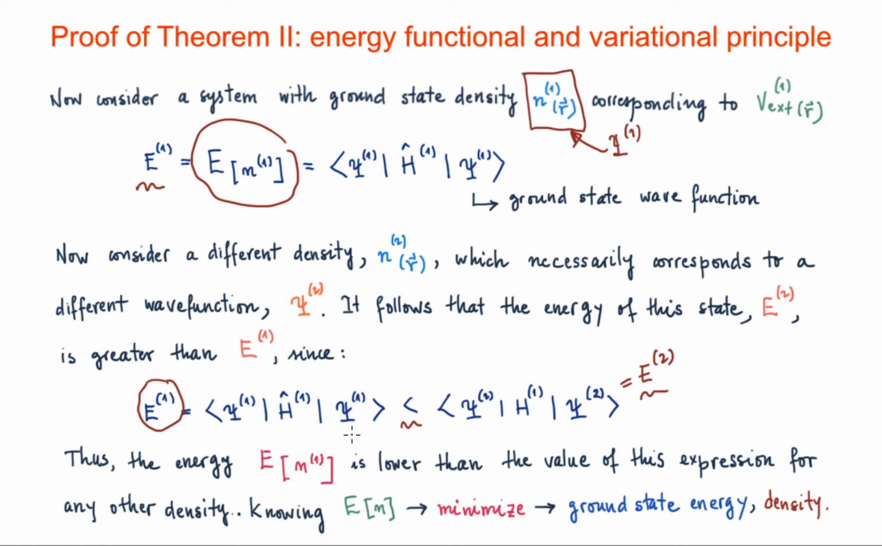So according to that, knowing that functional, we can minimize it with respect to the electronic density, and the density that minimizes that functional will be the ground state density. And the energy associated to that ground state density will be the ground state energy. So even though we don't know which is this functional, if we had that functional, we could minimize it in order to have the ground state energy and ground state density.